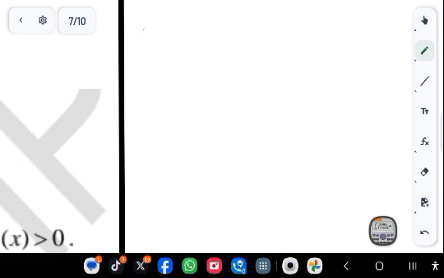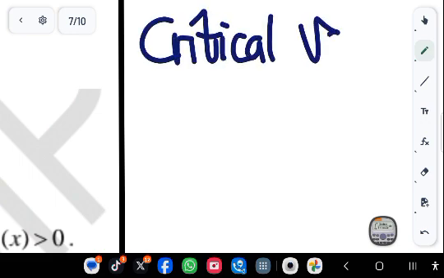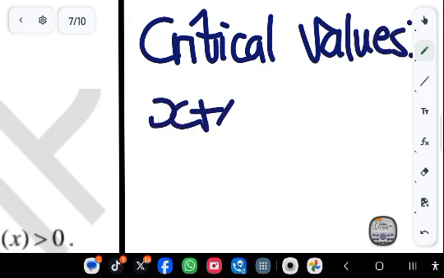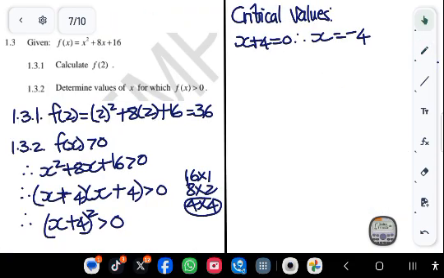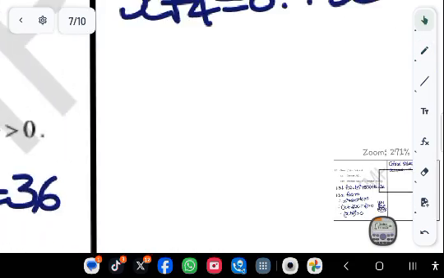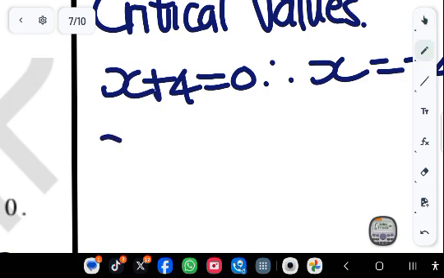Alright, now the critical values, it's only one. Obviously, you can see that. Critical values. We've got only one in this case. x plus 4 equals 0. Therefore, x equals negative 4. That's what it is. Now, a is 1. a equals 1, which is positive.